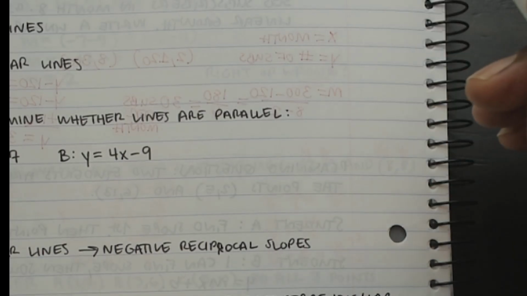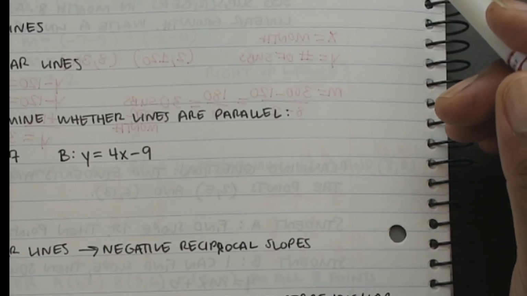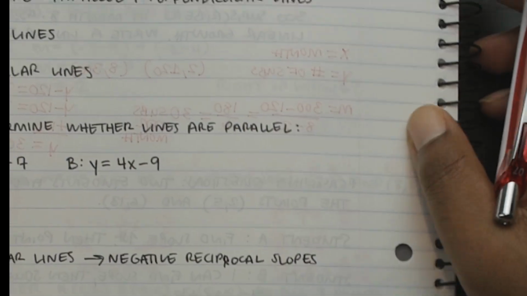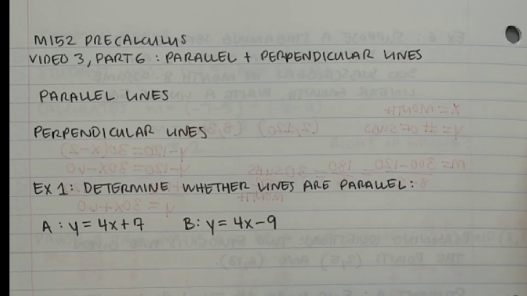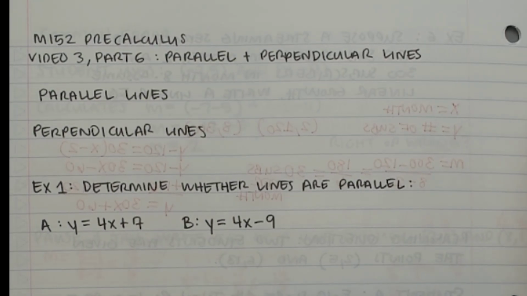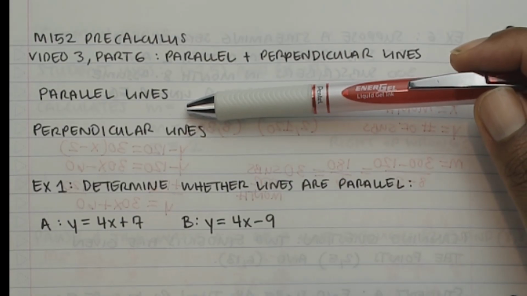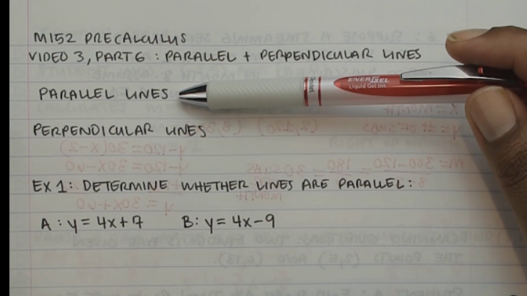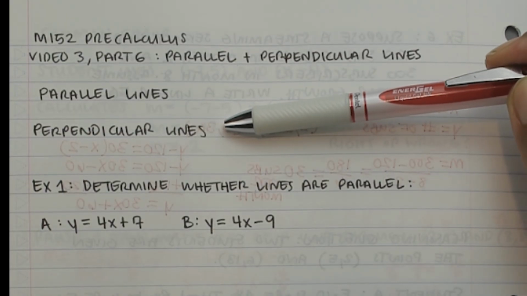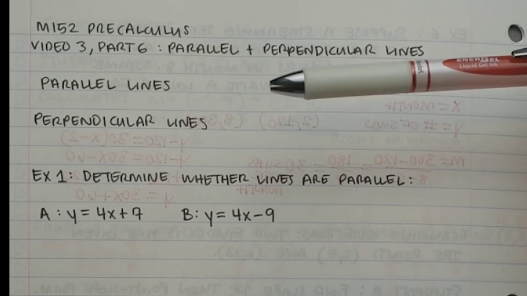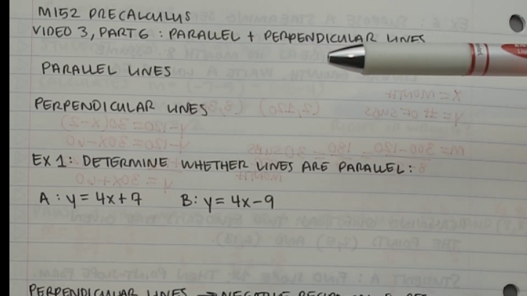Hello everyone. In our last video, we learned how to write the equation of a line when 2 points are given. Now we're going to study two important relationships between lines. Those two ideas are referred to as parallel lines and perpendicular lines. So let's begin with parallel lines first.